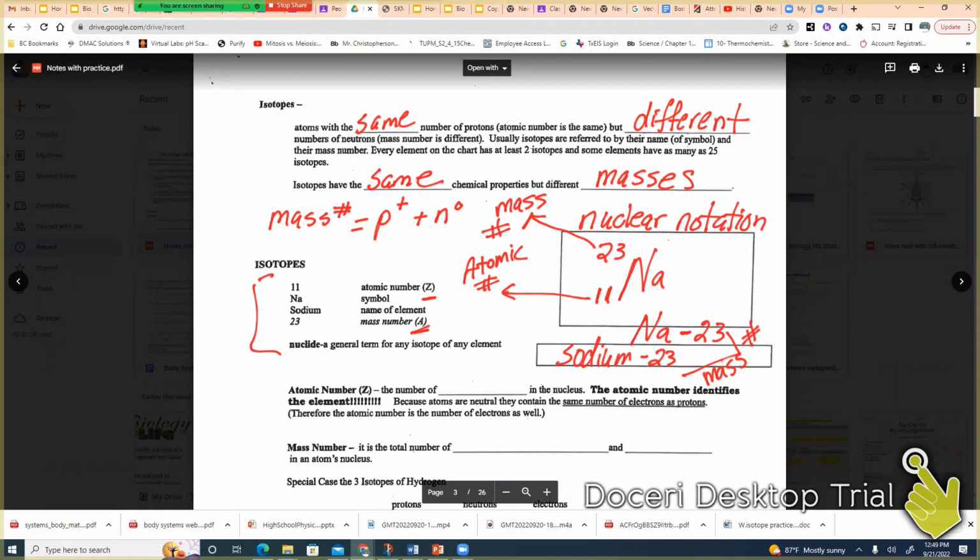All right, a nuclide is just a general term for any isotope of any element. So like hydrogen has 3 isotopes, so you can say it has 3 nuclides.